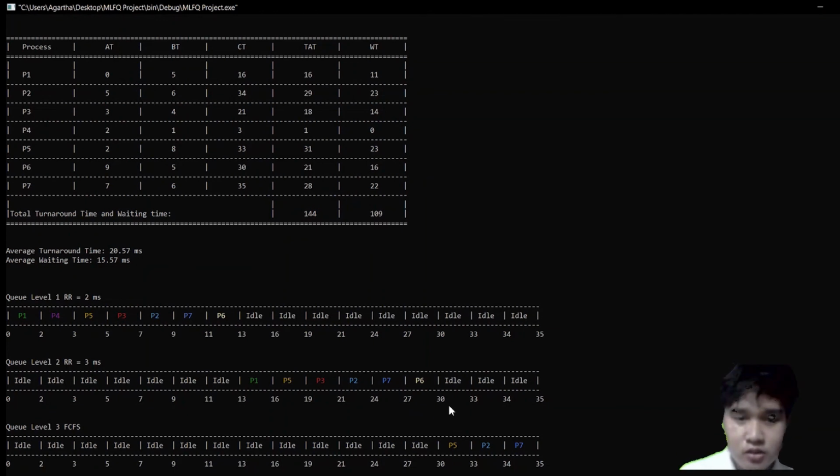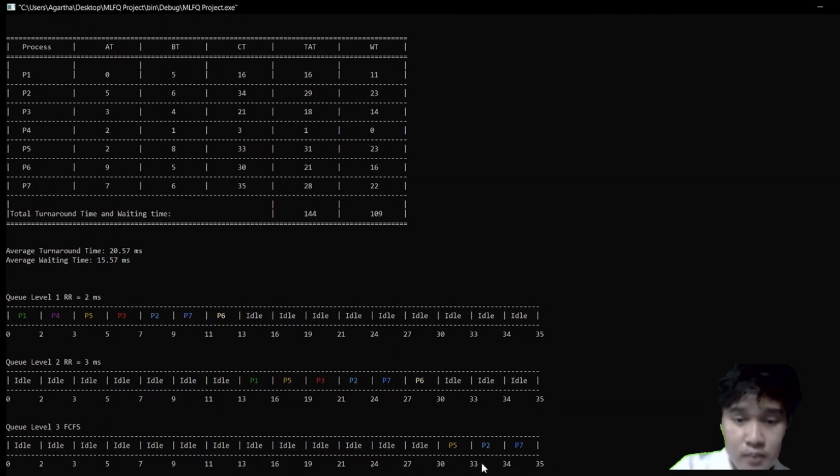Since P6 completes its burst time, and all the processes are completely executed in queue level 2, there's no process to be executed here in queue level 2. We will go now to queue level 3, which is first come first serve. Since P5 was the first process to arrive in queue level 3, P5 completed its remaining time and ended at time 33 milliseconds.